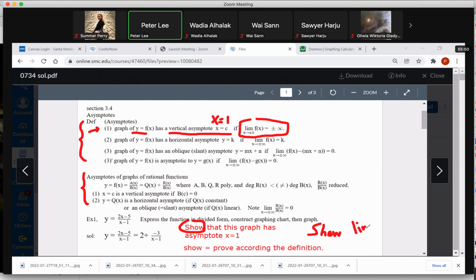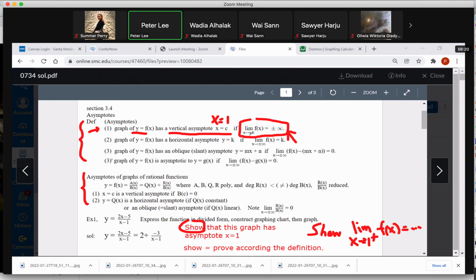The limit of this function, the limit of function f(x). f(x) is this rational function right here, and this must be what? This must be either plus or minus infinity. So x approaching 1. In this case, why don't you just do x approaching 1 plus? Just do 1 plus here. One of them must be true. And then you have to show that, and this guy will eventually turn out to be infinity right here.